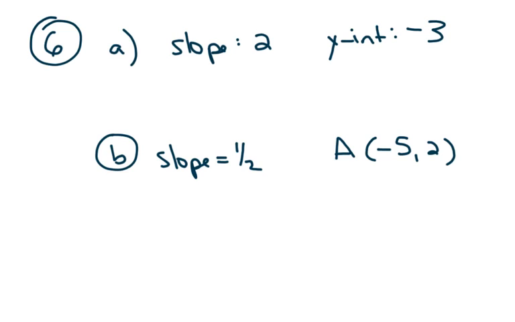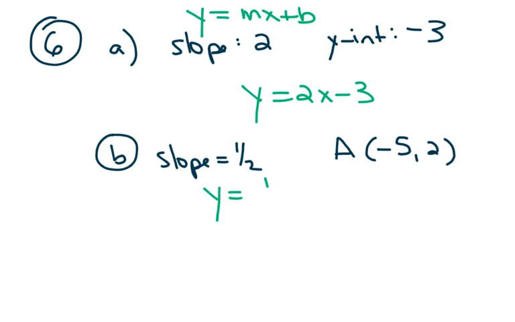In 6a, we gave you the slope and the y-intercept and asked you to write the equation in slope-intercept form. Slope-intercept form is y equals mx plus b. So for the first one, it's just y equals 2x minus 3, because m is the slope and b is the y-intercept. In part B, though, we tell you the slope, but we don't tell you the y-intercept.